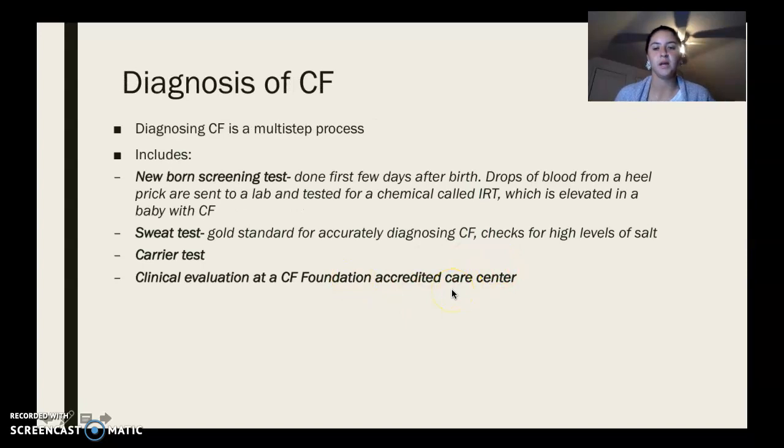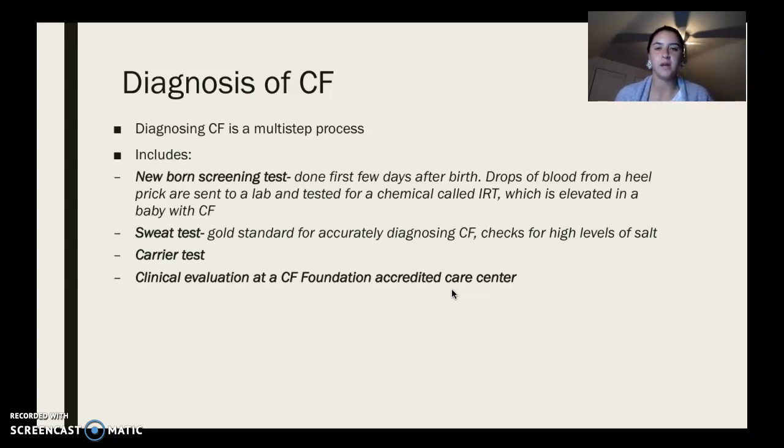So the diagnosis of CF is a multi-step process. You can usually catch it early in newborns. Usually, if they have an idea that a child may have CF, a newborn screening test will be done. It's usually done within the first few days after birth, and they take a sample of blood from the heel of the baby and send it to a lab, and it's tested for a chemical called IRT, which is usually elevated in babies with CF.